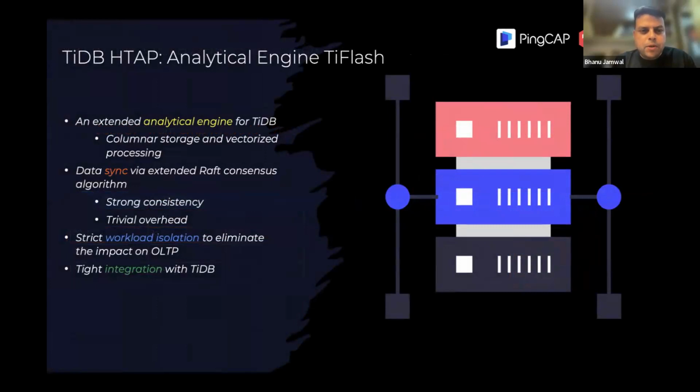So for TiDB, as I was talking about in the architecture earlier, the analytical engine we have is called TiFlash, which is basically columnar storage with vectorized processing. The data is synced via an extended Raft consensus algorithm, and we offer strong consistency on data on TiFlash with very trivial overhead. More importantly, when you are running transactions and analytics on one single platform, one single database, there are high chances that heavy analytical queries may impact your transactional systems. But in TiDB that's not the case, because, if you remember the architecture I've shared, we isolate the two storages. The transactional layer is on TiKV, whereas the analytical layer is on TiFlash. And finally, we have a tight integration with TiDB.